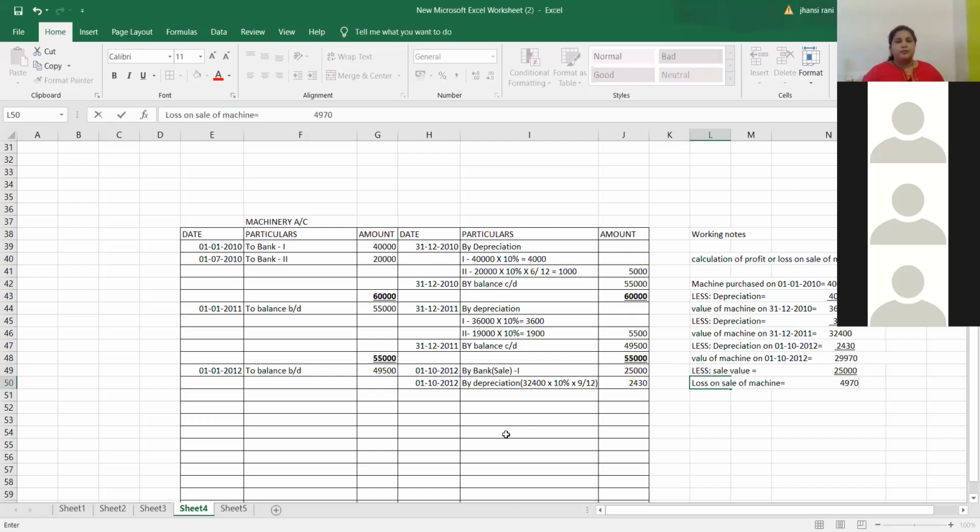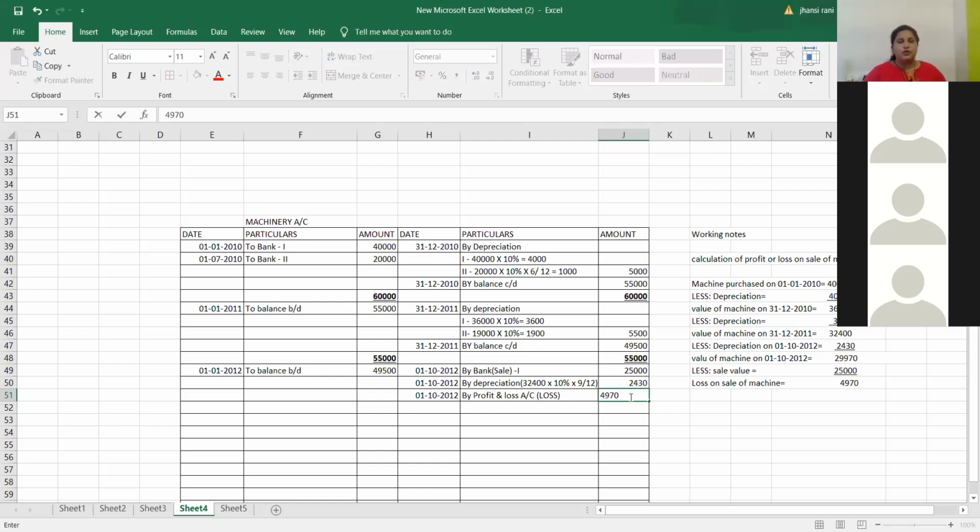So whenever we get a loss, what will be our entry? Our entry will be profit and loss account debit to machinery account. As it is the first machine, we are selling on 1st October. So in 2012 in machinery account credit side, I will write by profit and loss account, in the brackets I write loss, and the amount is 4,970.